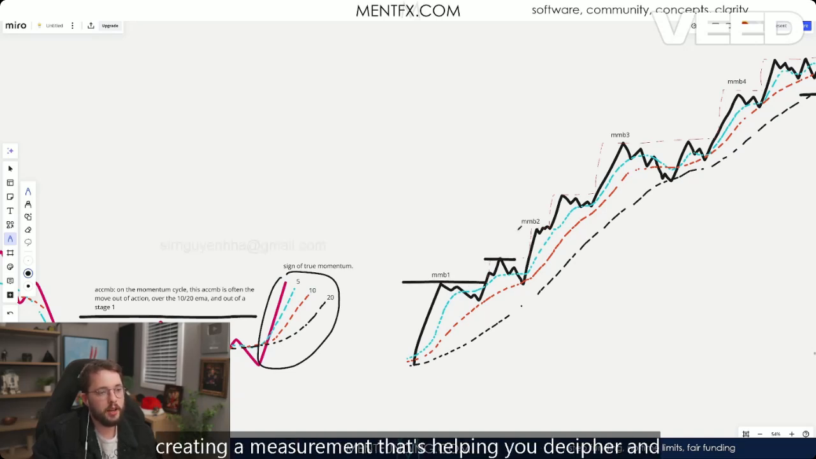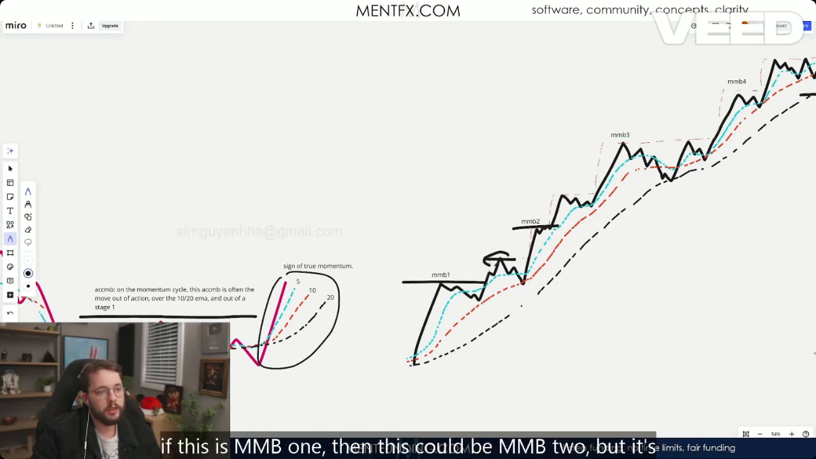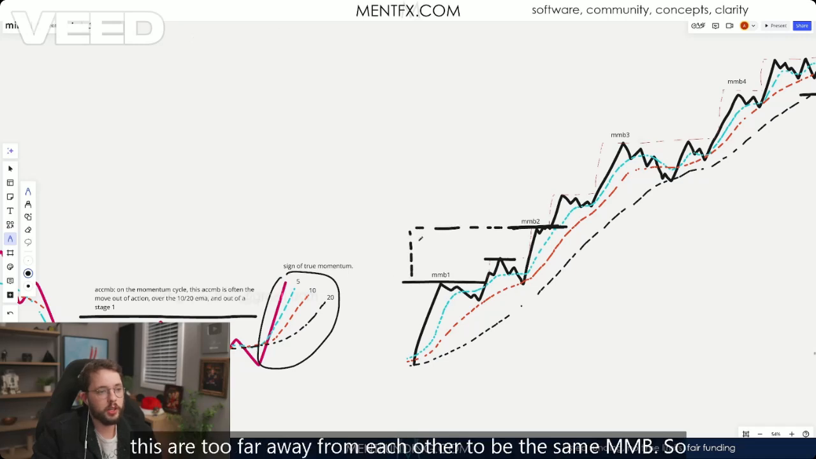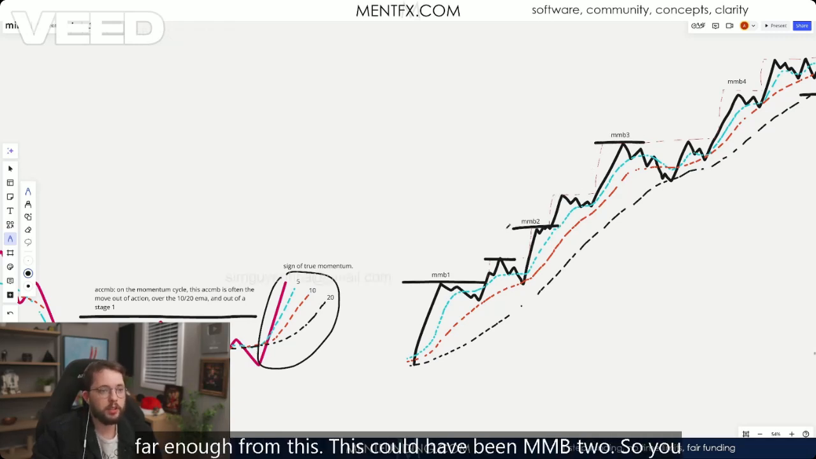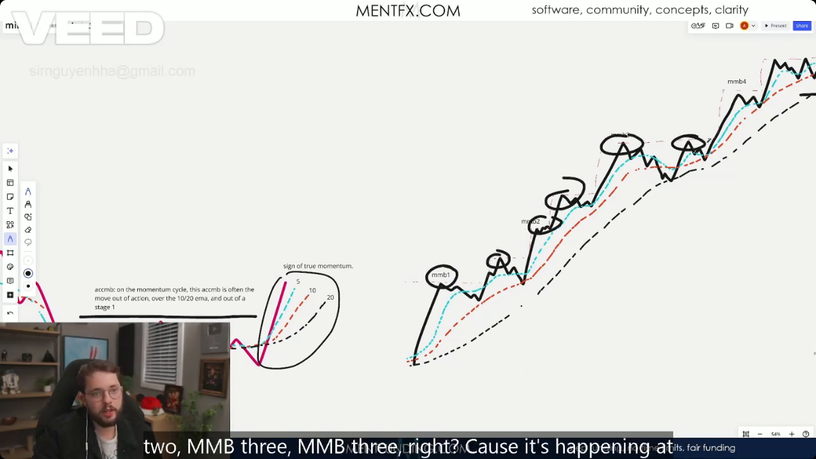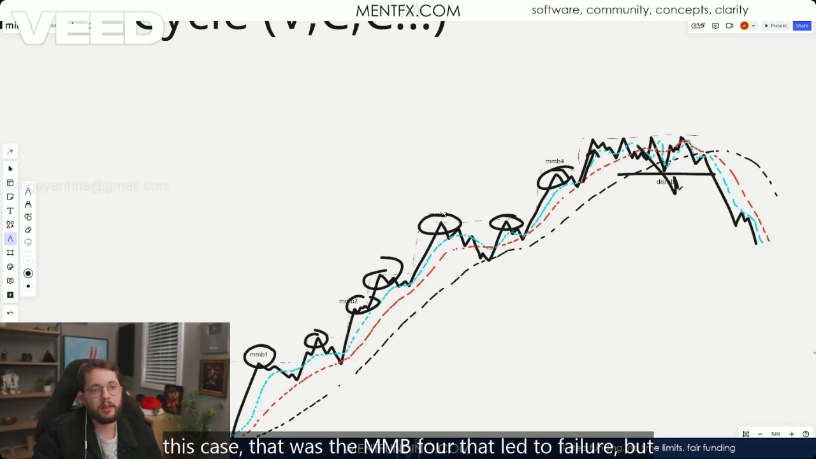Ultimately, that's what those red lines represent. It's creating a measurement between each high that's helping you decide if something should be labeled or not. Because if this is MMB1, then this could be MMB2, but it's quite close. But if this happens, this and this are too far away from each other to be the same MMB. So clearly, this is at least some kind of MMB2. And then this one might be an MMB3, but then as this one occurs, you're like, okay, this MMB3 is clearly far enough from this. This could have been MMB2, so you might suppose that this was MMB1, MMB2, MMB3, because it's happening at the same area, then MMB4, or failure. And in this case, that was the MMB4 that led to failure.